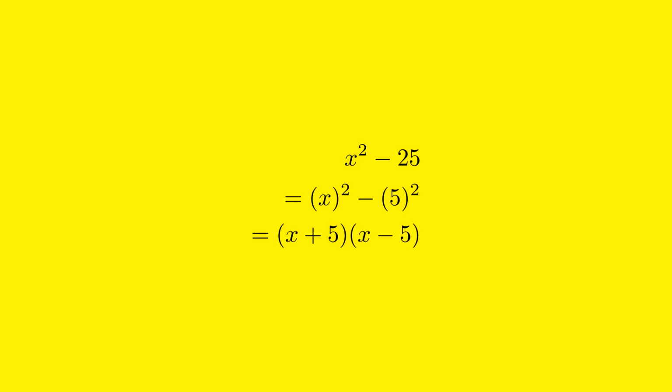To solve the expression x squared minus 25, we start by recognizing that this is a difference of squares. The difference of squares formula states that a squared minus b squared is equal to a plus b times a minus b. Here, a is x and b is 5. Therefore, x squared minus 25 can be rewritten as x plus 5 times x minus 5.